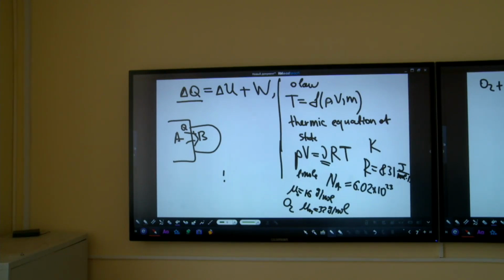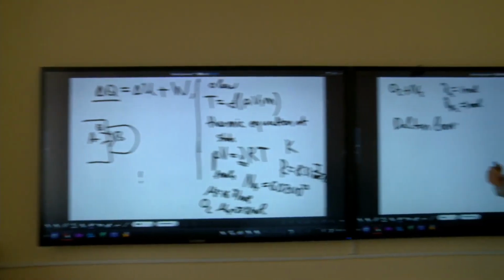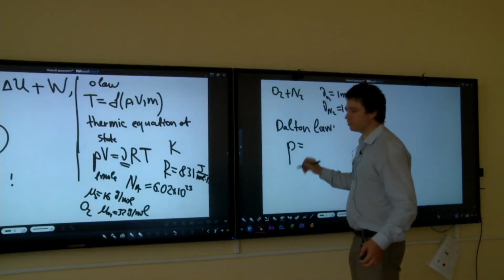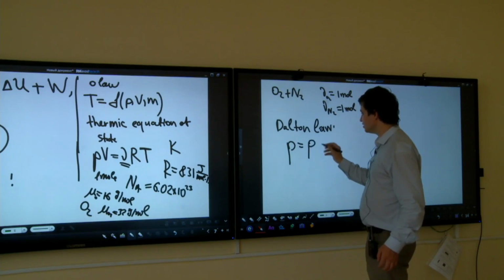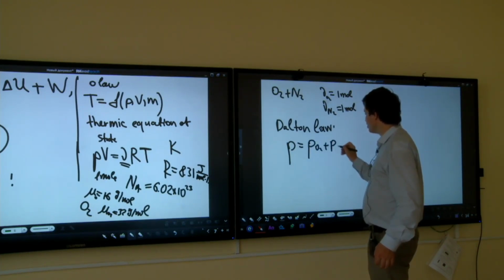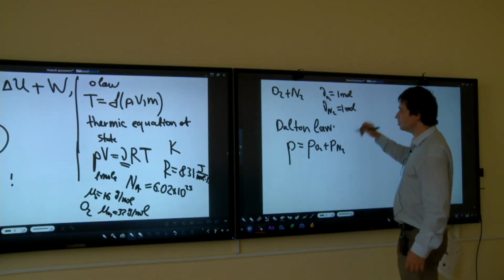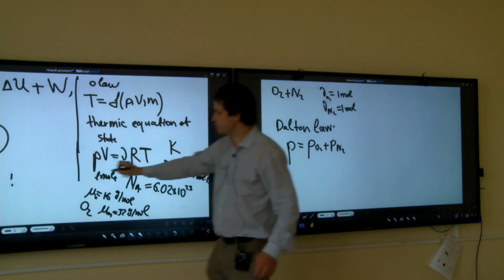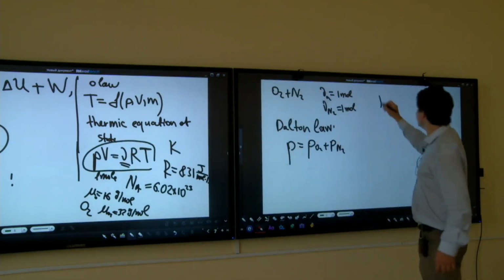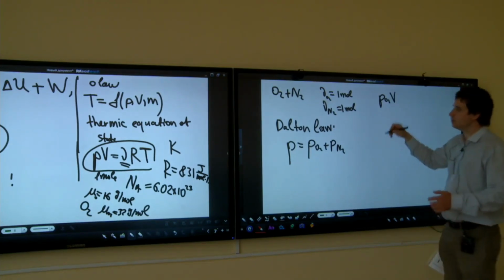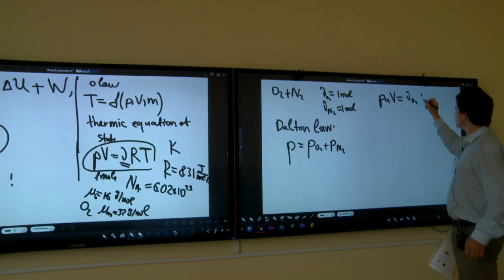Okay, there is an answer to this question. This is called Dalton's law. It says that when you have gases which are close to ideal, then the total pressure of the mixture can be determined as a sum of partial pressures. And these partial pressures, of course, obey the same law of state. So I can write that P_O2 times V is nu_O2 times RT.